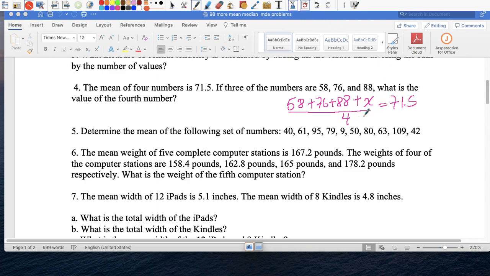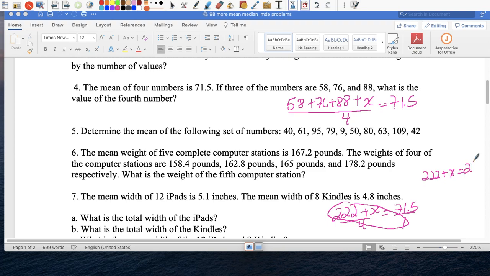We can simplify things, right? So let's combine 58 plus 76 plus 88, and you get 222. So we get, let me write it over here, 222 plus x over 4 equals 71.5. Now, what we can do here is cross multiply, right? So we can put this over 1. If we cross multiply, 222 plus x times 1, right? We multiply these two. Distributive property, we get 222 plus x. On the other side, 4 times 71.5 gives me 286.